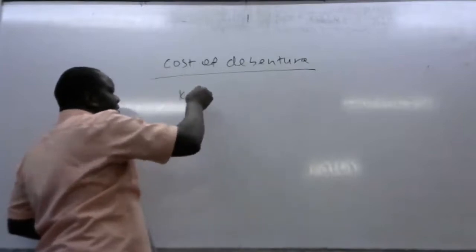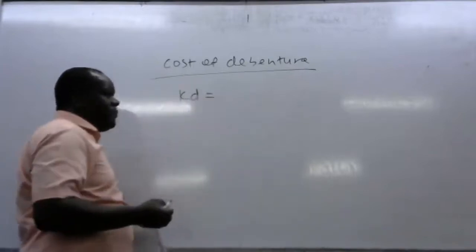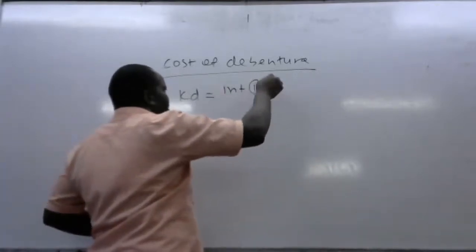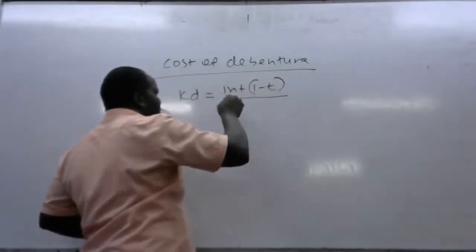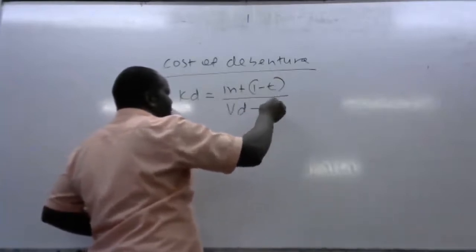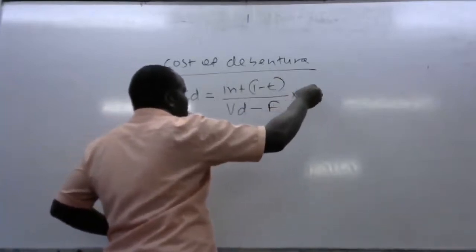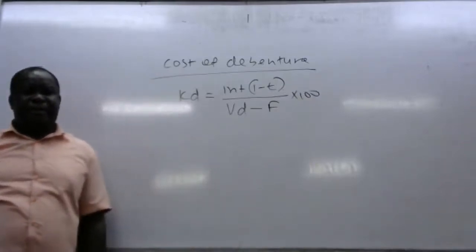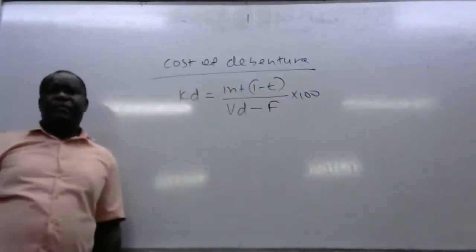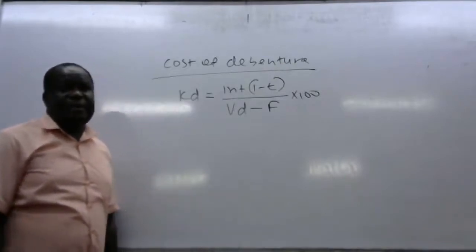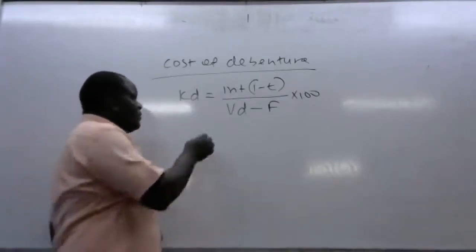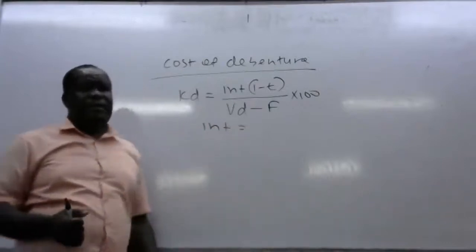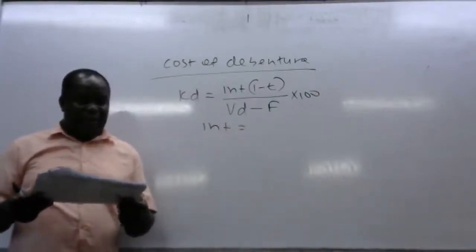Because it is irredeemable, it will be given by interest, then 1 minus the corporate tax, divided by the current value for the debenture. Then we should be able to express it as a percentage. Interest is computed on the par value.